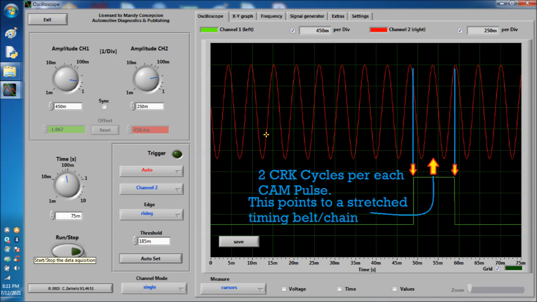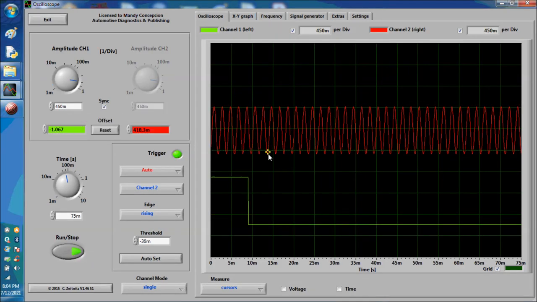Again, next, we're going to see this. Now you have two crank pulses or cycles per cam pulse. This was a really awful running car, and this shows a stretched timing chain. I think it was a Nissan, if I remember correctly. This is definitely a stretched timing chain. Sure enough, we pulled that out, and it was a disaster. Even the tensioner and all the guides were worn out, horrible. So this is an easy way to do it.